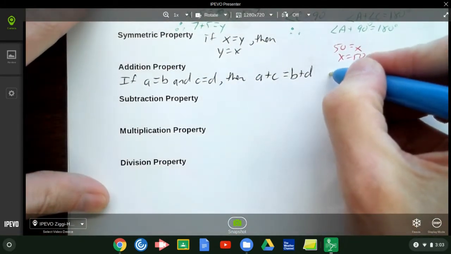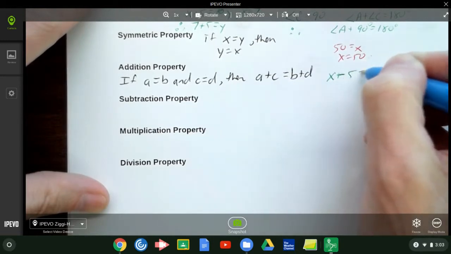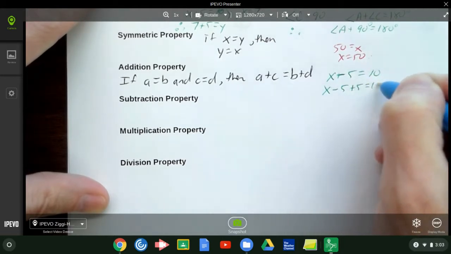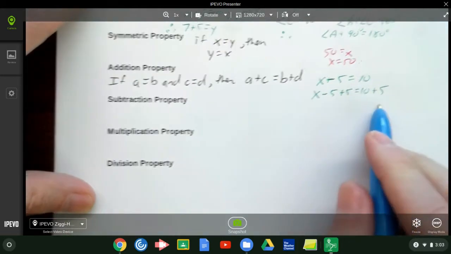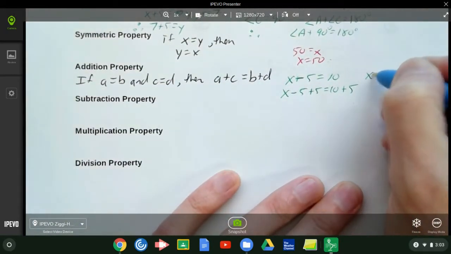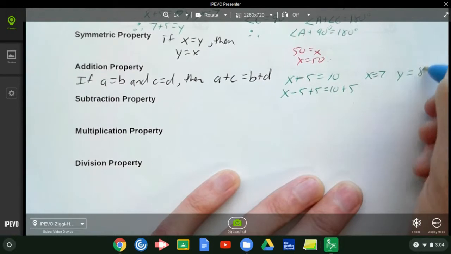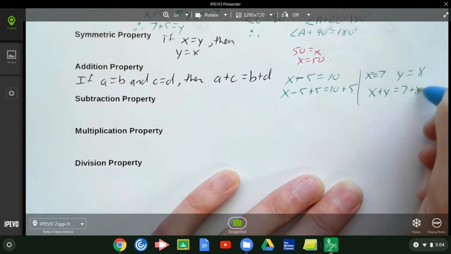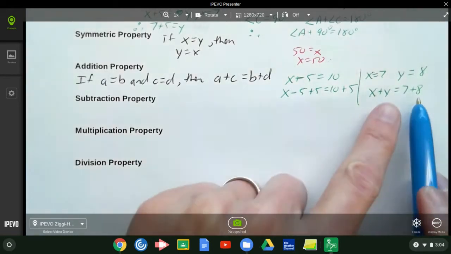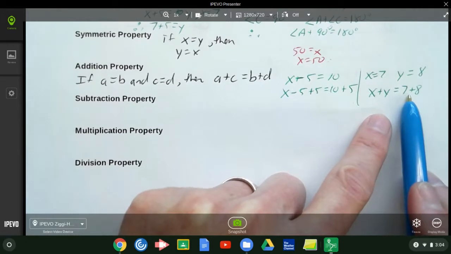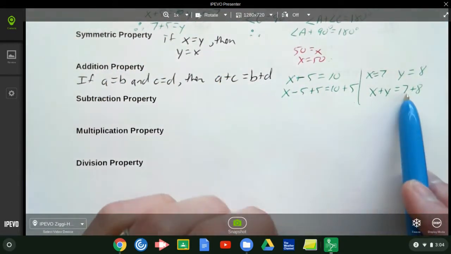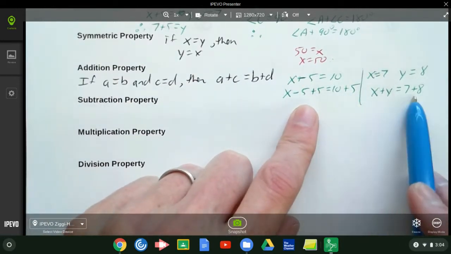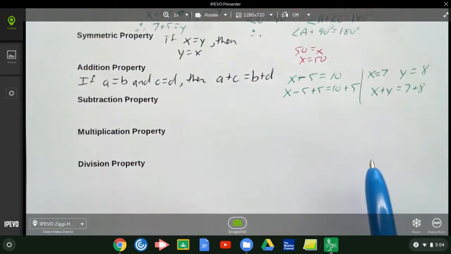So in algebra, you may have had x minus 5 equals 10. Then you could say x minus 5 plus 5 equals 10 plus 5. Okay? Even if I had x equals 7, y equals 8, then I could say x plus y equals 7 plus 8. Okay, so that's the addition property. Notice I'm not actually combining things. Combining things is simplifying. We're not simplifying. We're actually just saying I can add the same thing to both sides of the equation, or I can add equal things to both sides of the equation.